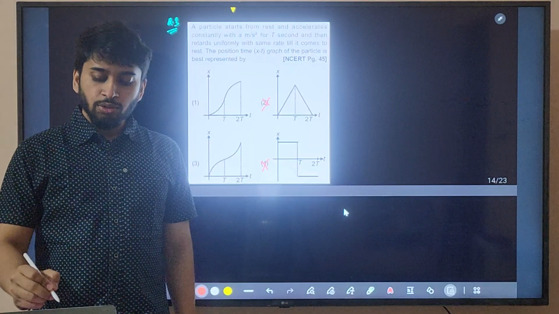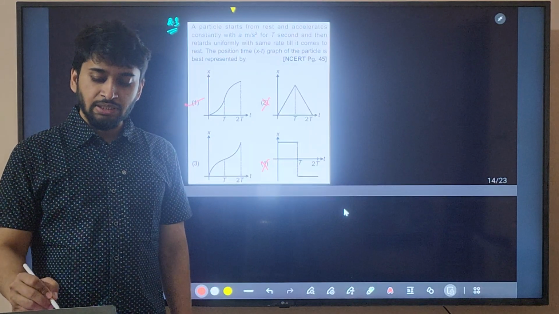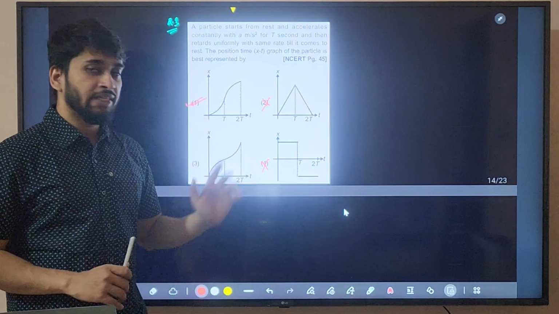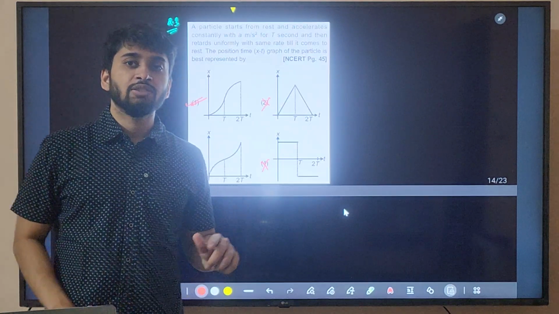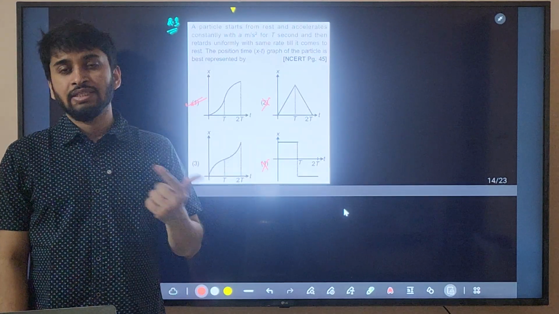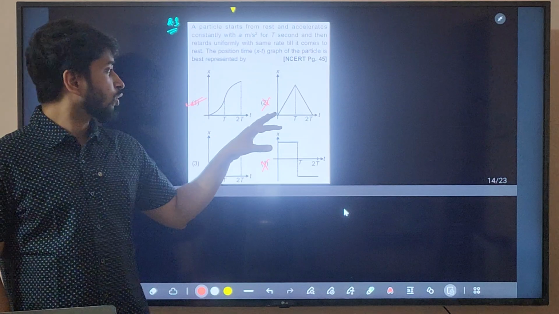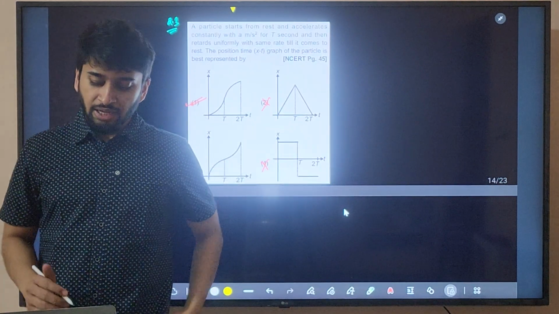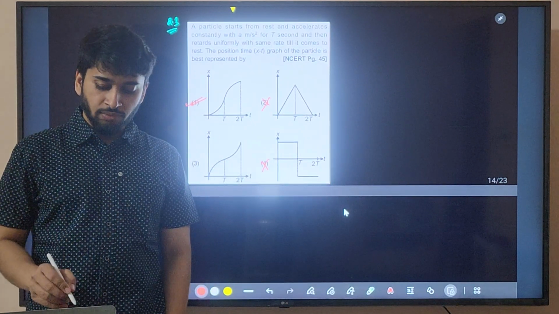Fine. So here the answer will be the first option, because first the slope should be increasing, acceleration should be positive constant. So for that the slope should be increasing. Then acceleration is negative constant, so for that the slope should be decreasing. So option 1 becomes the answer here, right? Okay, great.